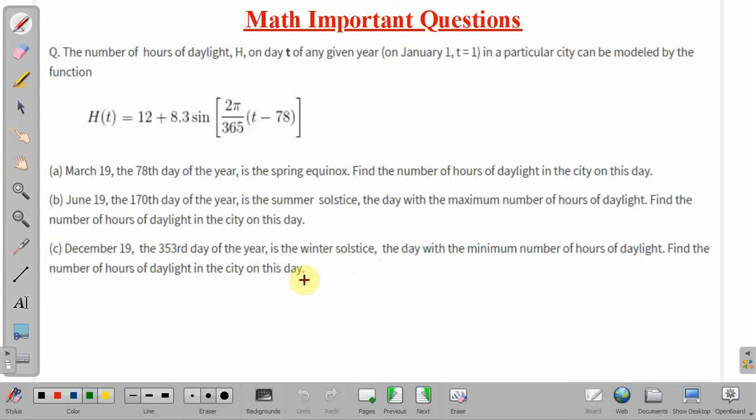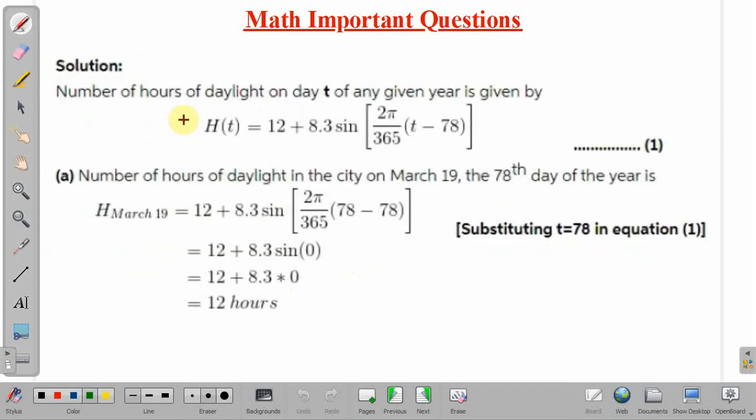So simply by substituting the value of t, we can get the number of hours of daylight. The relationship is given as: the number of hours of daylight on day t is given by h(t) = 12 + 8.3 sin(2π/365 (t − 78)).